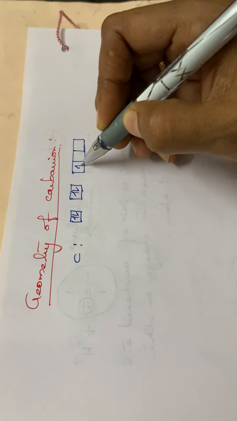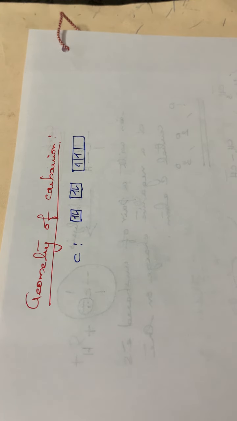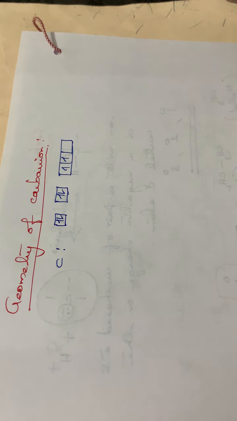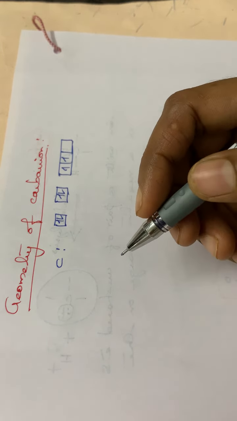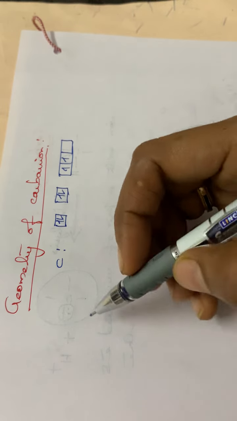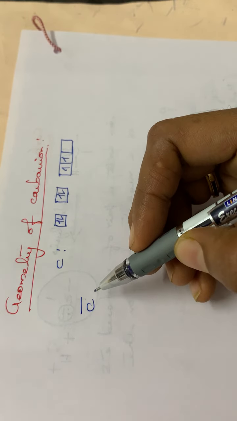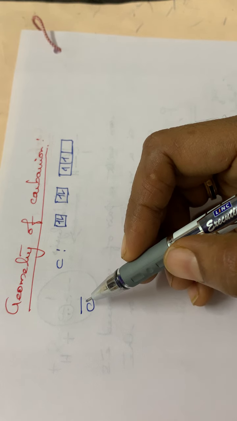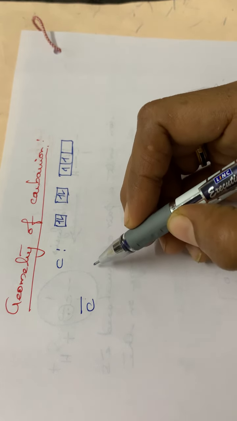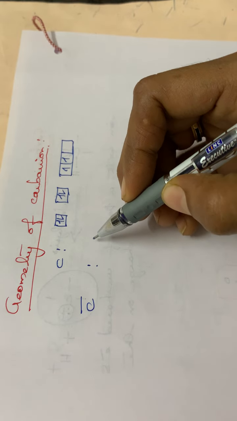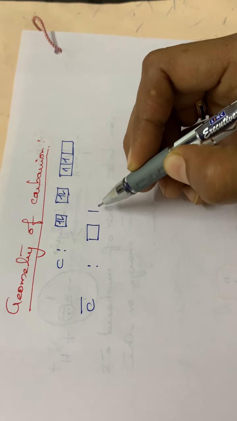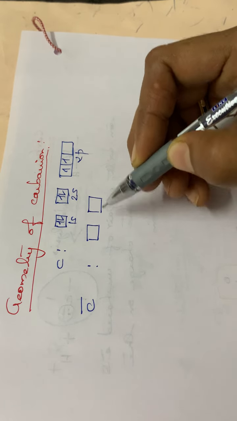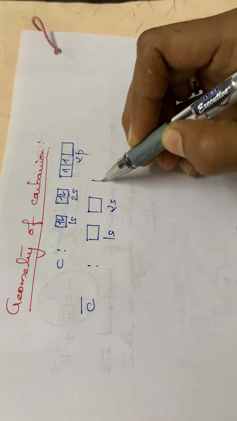1s2, 2s2, 2p2. This is the ground state configuration. Here, in the excited state, in the case of carbanion, it will have a negative charge, isn't it? That means it will have one additional electron present. So the electronic configuration becomes like this: 1s2, 1s, 2s, 2p.